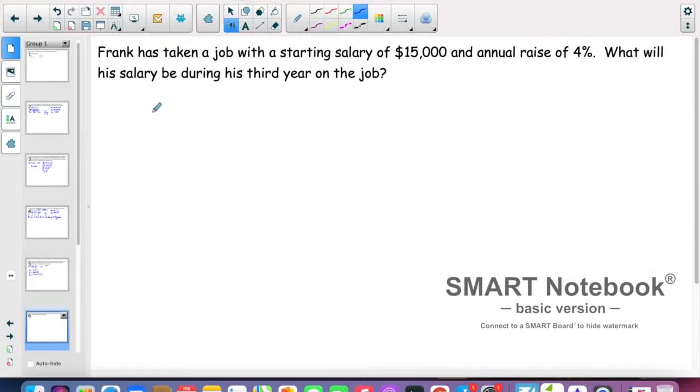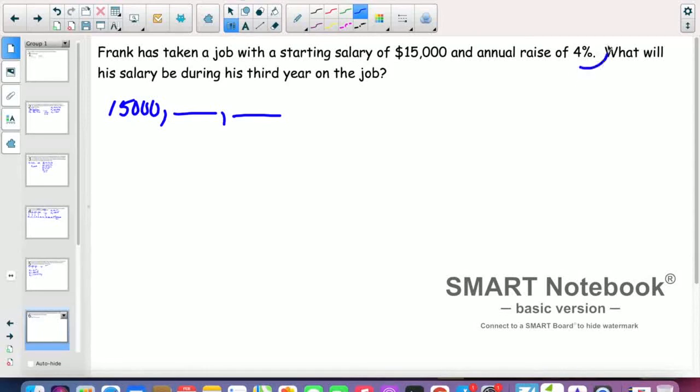Frank has taken a job with a starting salary of $15,000 and annual raise of 4%. What will his salary be during his 3rd year on the job? Okay, so this is the 1st year on the job, 2nd year on the job, 3rd year on the job. For something like this, I'm not going to use a formula. We're only looking for the first 3 terms. So a formula is going to make this more difficult.